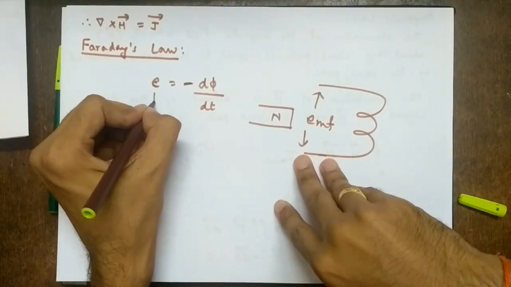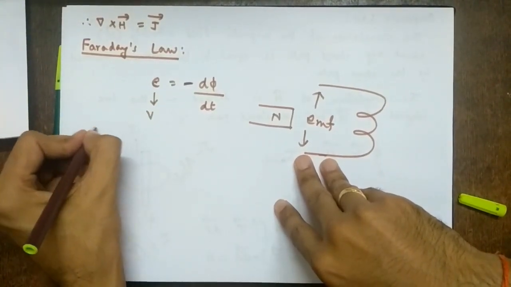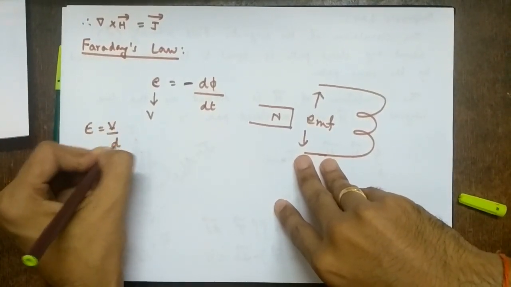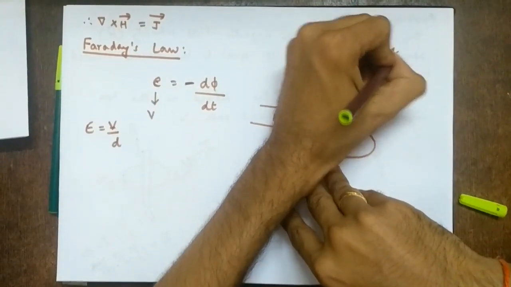So what is E? It is nothing but voltage. So what is the unit? Voltage, right? So now we know electric field, one of the formulas is V by D, where D is the distance, because we know the unit of electric field is volt per meter or newtons per coulomb.